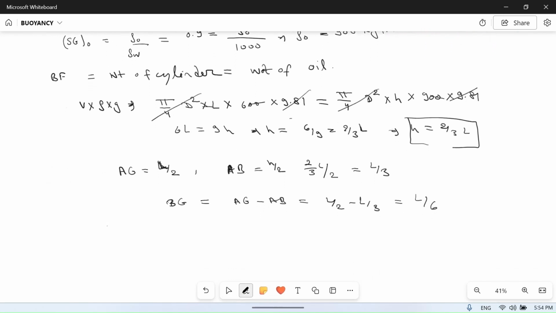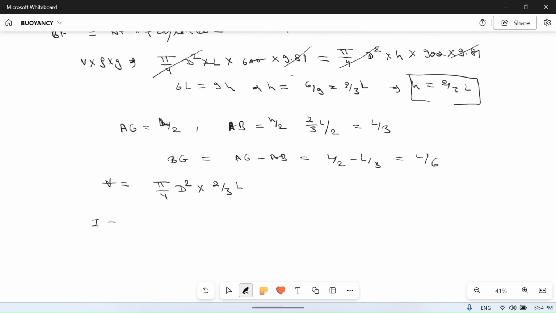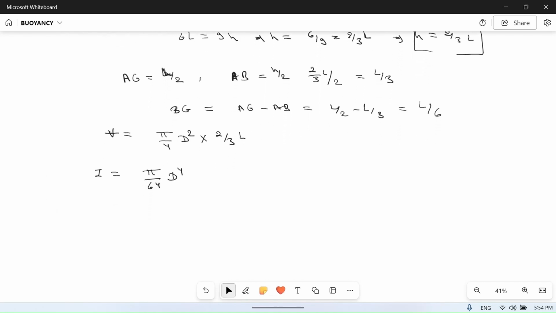Now what is the volume of water? Volume of water displaced by cylinder is equal to pi by 4 d square into h. What is the value of h? It is 2 by 3 L. Okay, so this is the volume of water displaced. And what is I? I, the moment of inertia of top view, is equal to pi by 64 d to the power 4. So now GM will be equal to I by V minus BG.